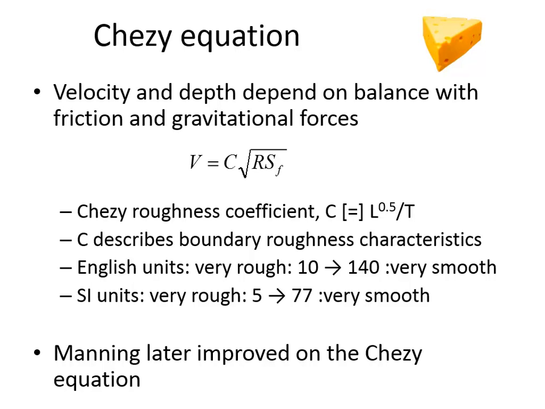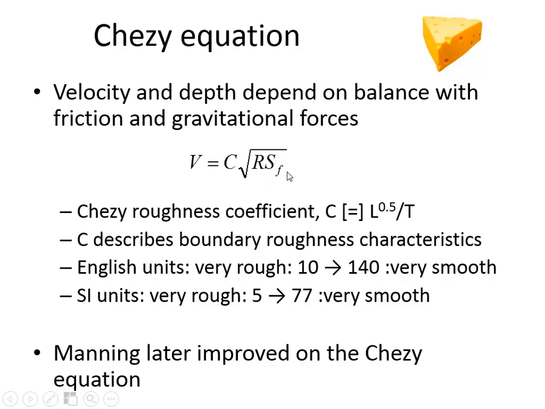It was improved upon later by Manning, but there were these roughness values, C values, that were empirically determined through experimentation and observation. A very rough C value for maybe a brick-lined pipe would be on the order of 10, and a very smooth pipe would have a higher C value. Obviously, if you have a high C value for a smooth pipe, then that's going to increase the velocity for some given slope of the energy grade line.